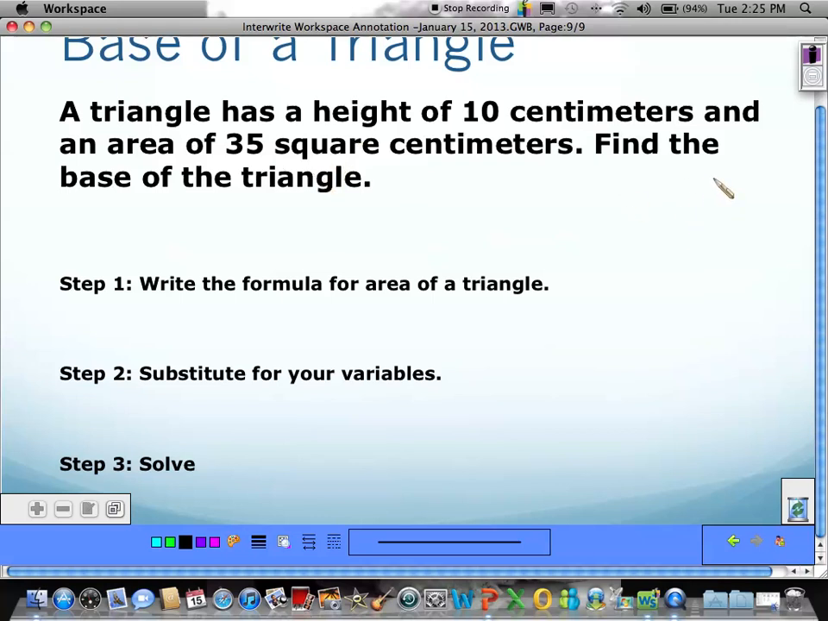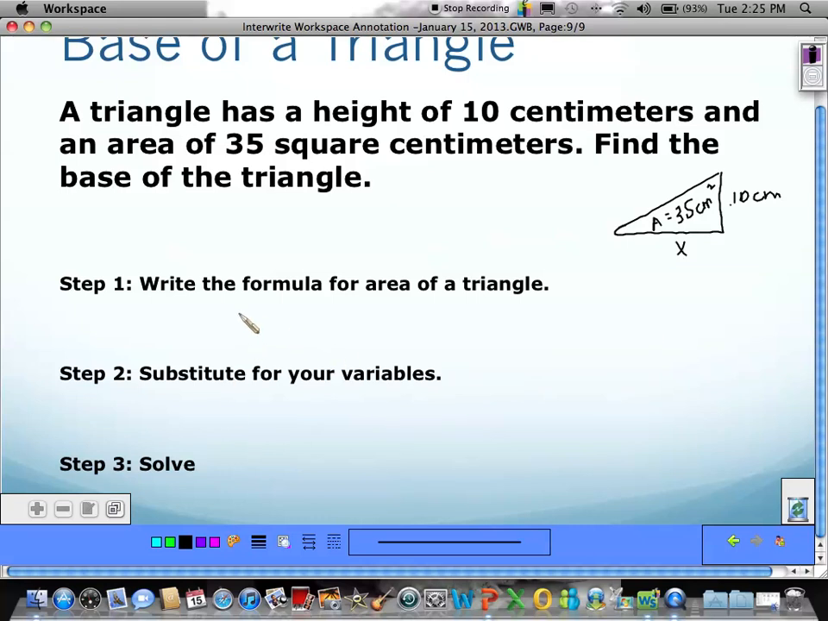If you want to, you can draw a picture just so it's a little easier for you to see. If I draw a triangle here, they said that the height is 10 centimeters and the area is 35 square centimeters. So that's going to be everything inside. And I'm trying to find the base. So this is what I'm looking for.